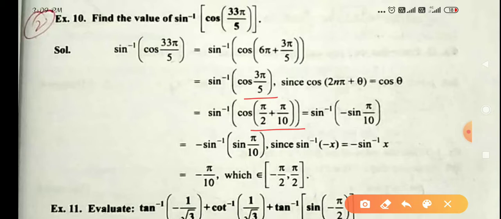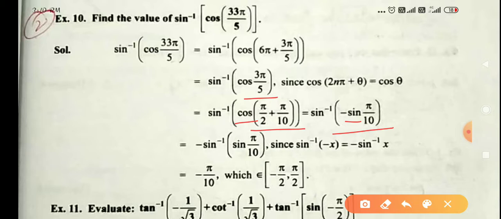And cos of pi by 2 plus theta. So it is in the second quadrant. Cos of pi by 2 plus theta, so minus sine theta will come. Because you are working with 90 degrees, this trigonometric ratio will change. Cos will become sine, and whatever angle you are adding will come, but with a negative sign, because this angle lies in the second quadrant.